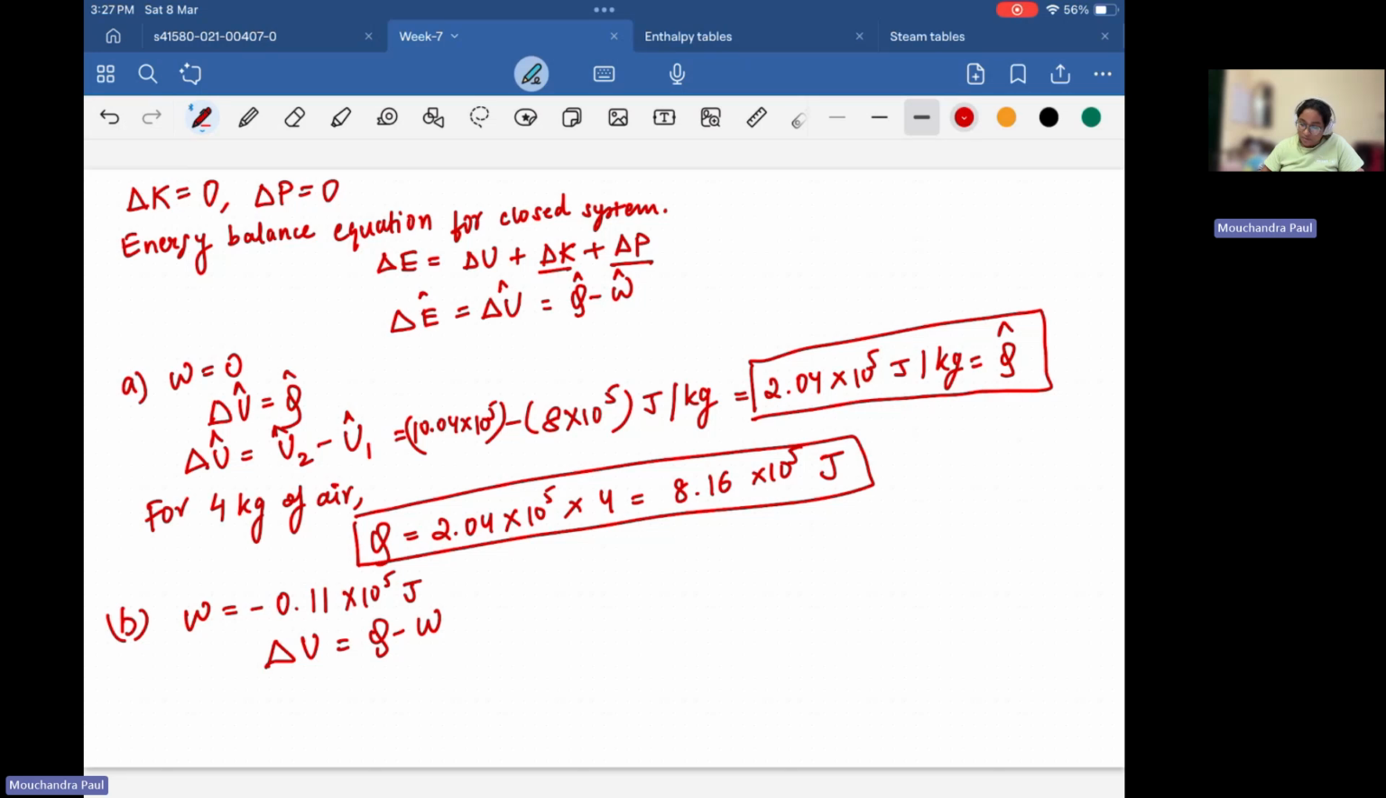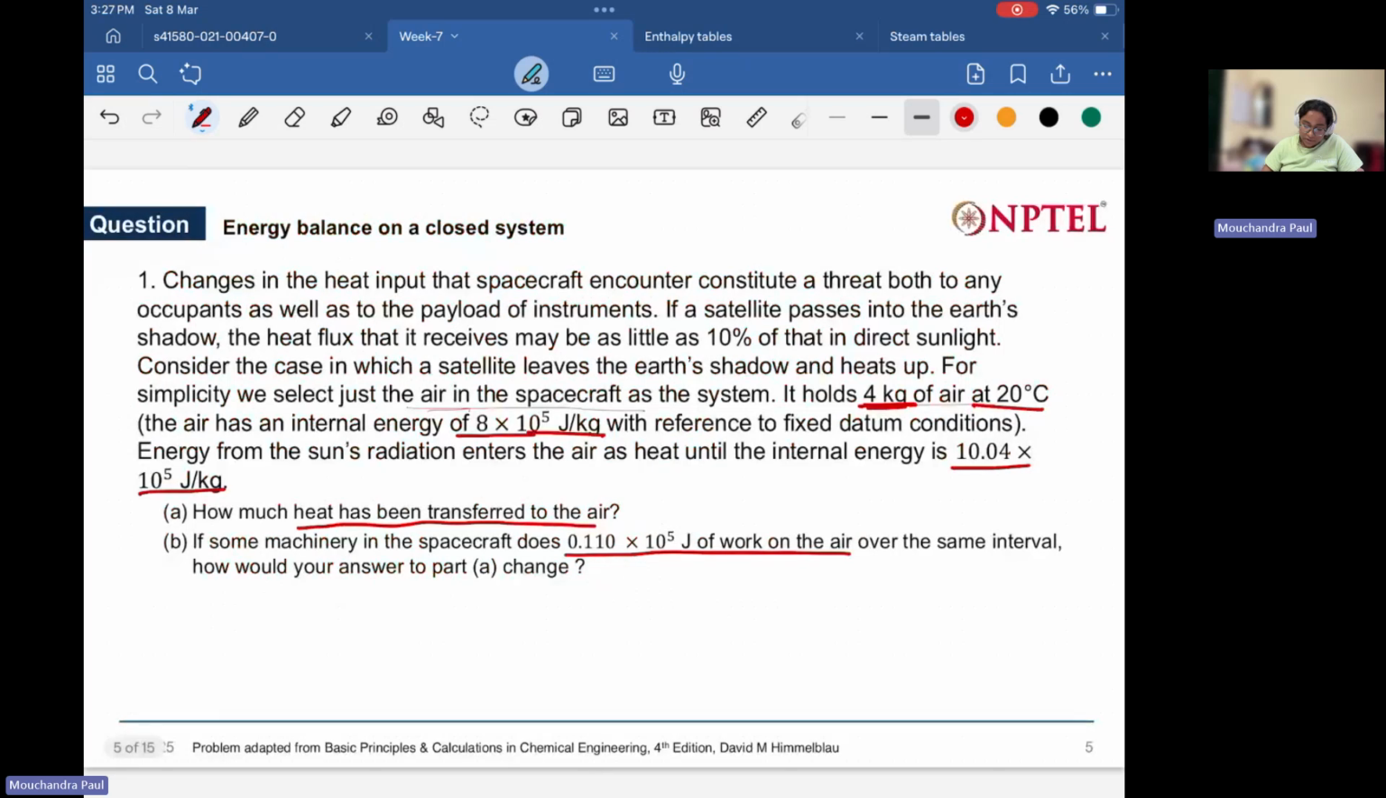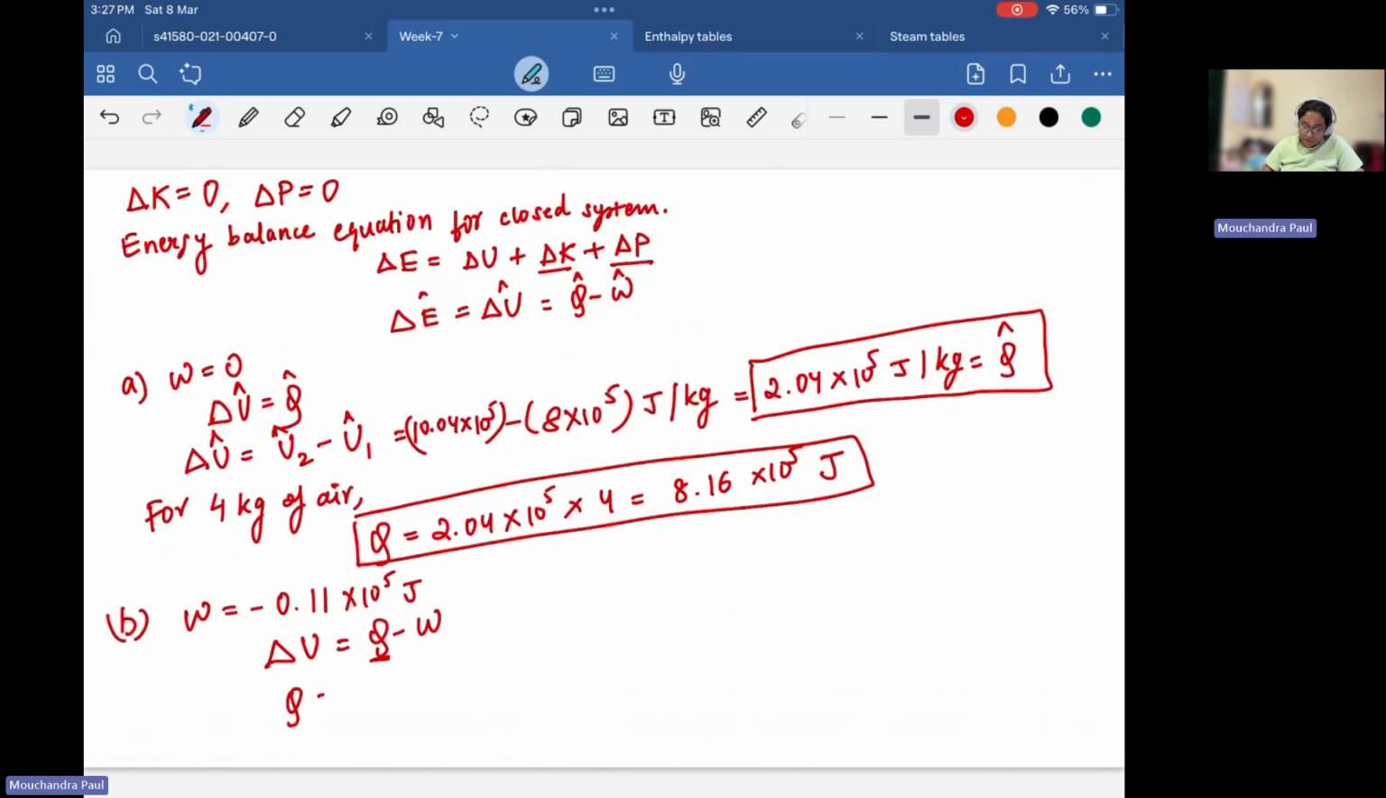So you have calculated the value of Q from part A. You have to find the value of Q. What is the new value of Q for part B?